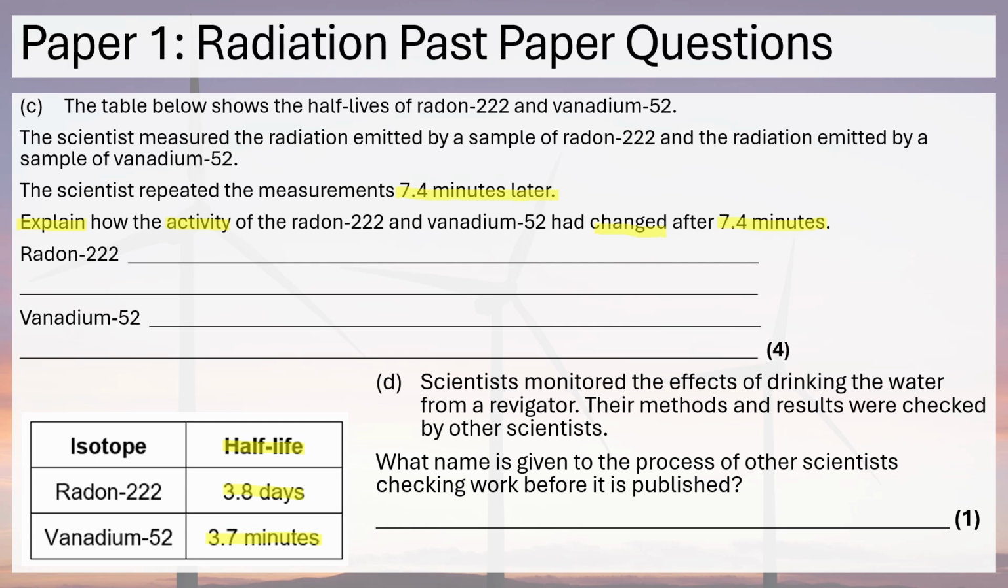So if we look at our answer, we know we've got 4 marks and we've been directed to talk about each of the 2 isotopes. So that gives me 2 points to make about each isotope. So first of all, I'm going to look at those half-lives and compare it to that 7.4 minutes. So with radon 222, obviously the half-life is much higher than the 7.4 minutes.